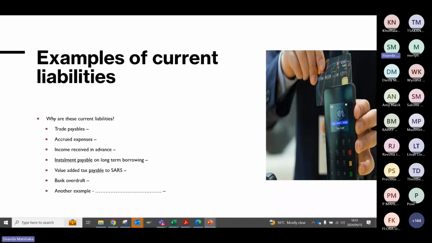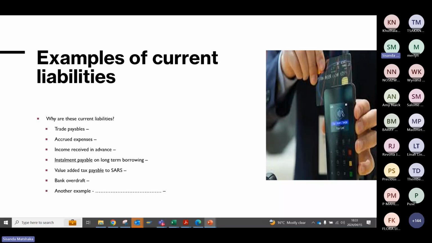Income that you received in advance, but you have not yet delivered the service or delivered the goods, but you've received the money. Precious or Nosizwe? Precious, I don't know if that's an old hand. Nosizwe, do you have an answer? I would say it's money that the person who paid it might still claim it back from you.